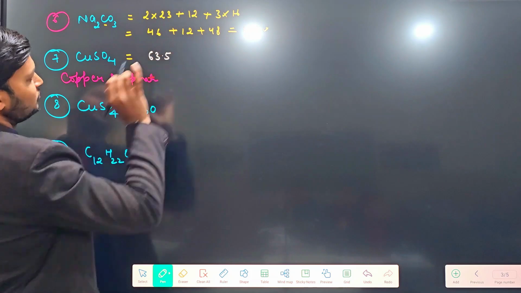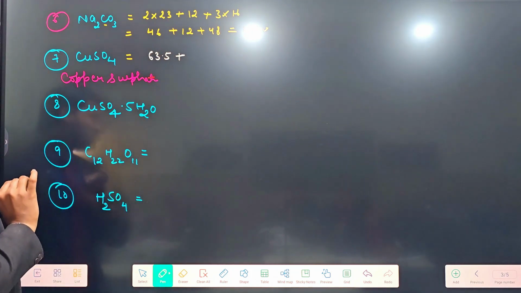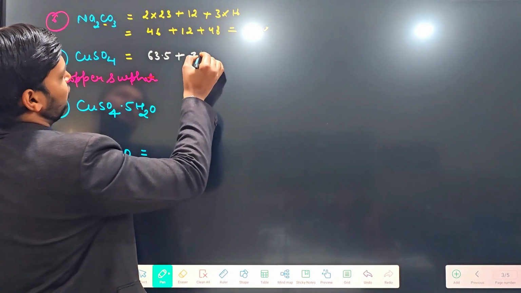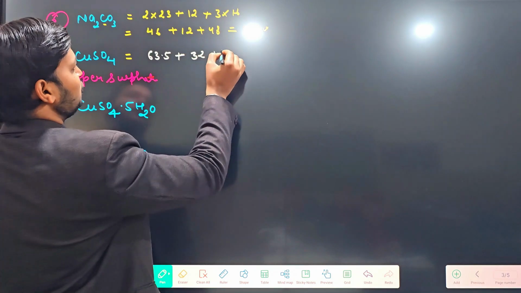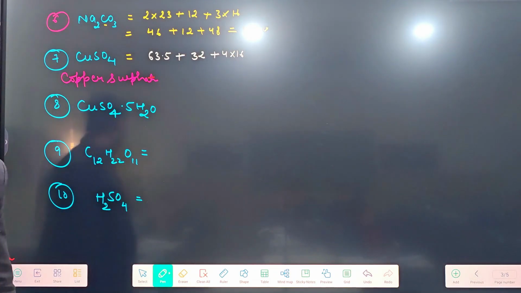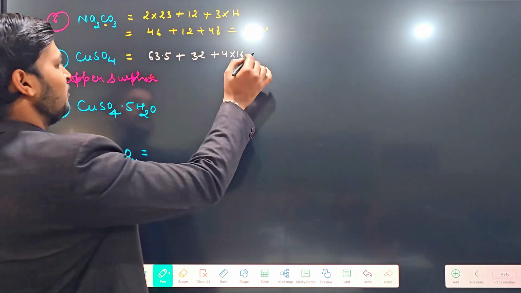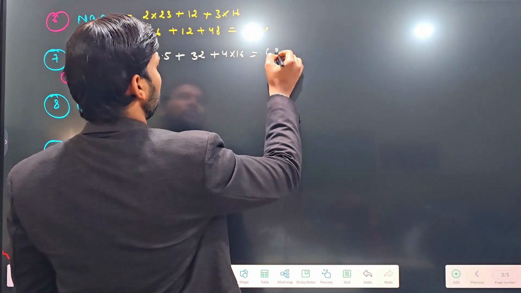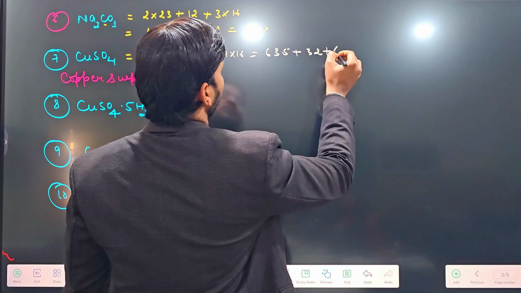Then the symbol of addition. One atom of sulfur, so it will be 32. Then 4 atoms of oxygen, so 4 multiplied by how much? 16. The atomic mass of oxygen is 16. So how much will we get here? 63.5, then 32, and 16 times 4 is 64.